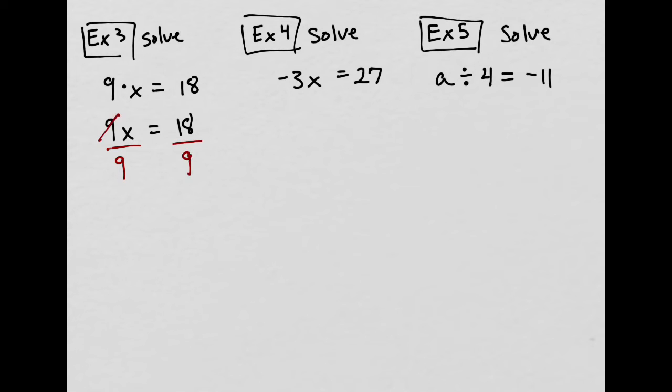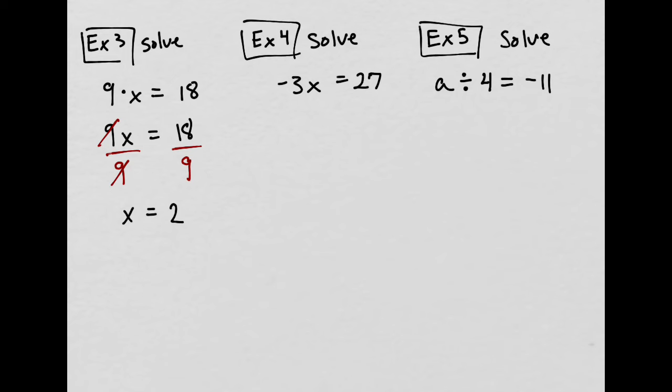And those cancel out, and that leaves us with x equals, and then 18 divided by 9 is 2. So that's simple. I didn't mention this before, but if you plug the x equals 2 back into the original, that's how you check your answers. So if I plug in the 2 here, I would do 9 times 2. That comes out to 18. So it would be 18 equals 18. That's how you know you did it correctly.